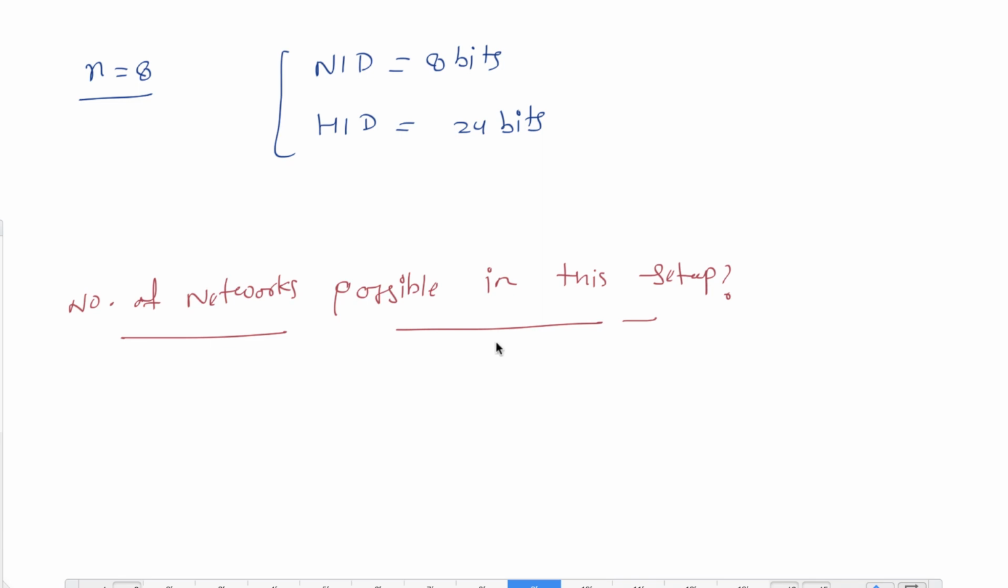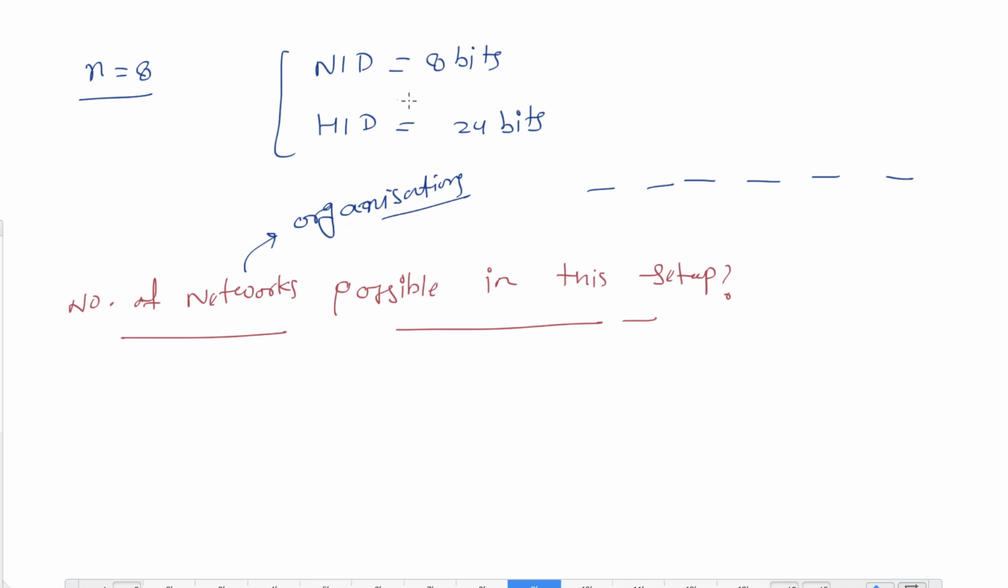then what will be your answer? Just think about it. See, we have given 8 bits to the network ID, which means there are 8 bits possible to identify our network. And I am asking how many networks are possible. Or sometimes they may ask you how many organizations are possible, because one network ID is assigned to one organization. So how many organizations are possible?